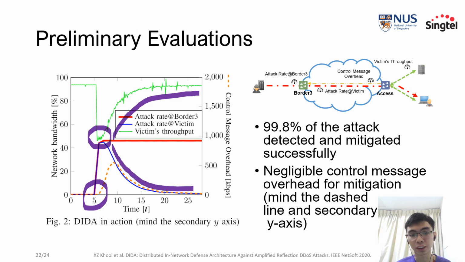Upon this experiment, we see that up to 99.8% of the attack was detected and mitigated successfully. In addition to that, the control message overhead being generated by the access router to its border router is negligible, since we can see that only a maximum of 500 kilobits per second is being generated.